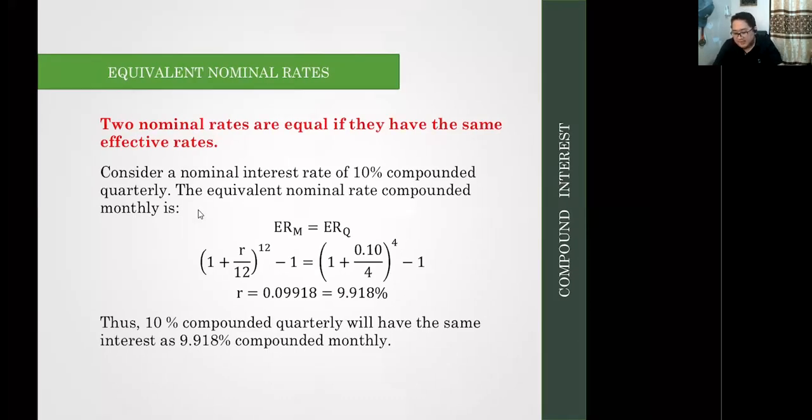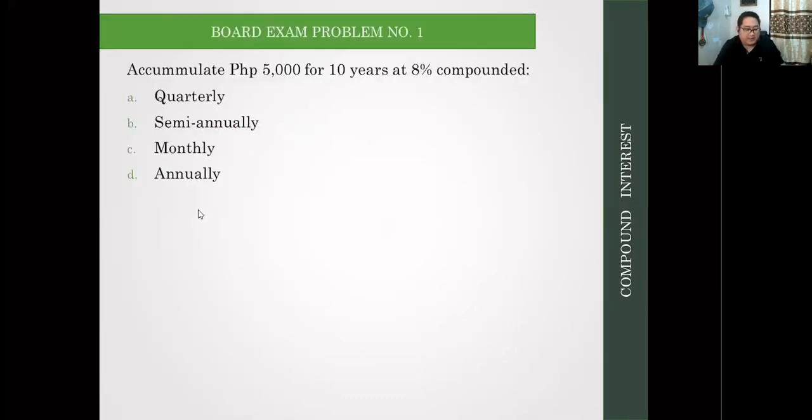So, let's try problems regarding compound interest. For example, we have 5,000 for 10 years at 8% compounded quarterly. Okay? First, let us identify the compounding years. Quarterly, M is equal to 4. Semi-annually, M is 2. Monthly, M is 12. And annually, M is 1.